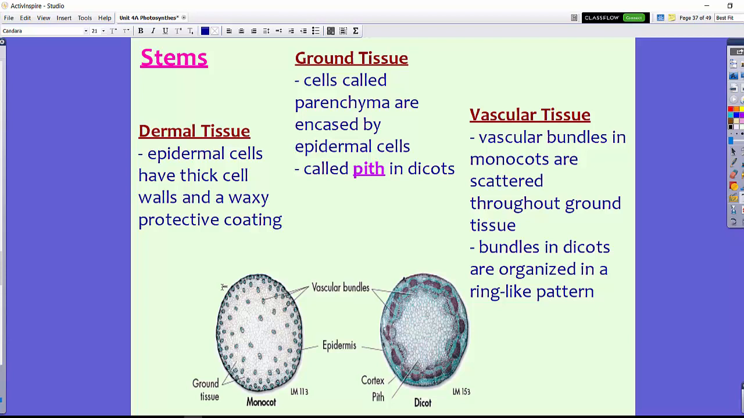But remember, the dermal tissue is located on the outside. This is your epidermis. Your ground tissue is located inside, and that's what's located here in these pictures, kind of like your grayish material. And then your vascular tissue, or your xylem and phloem bundles. In dicots, they're located in a ring-like pattern. And in monocots, they're located all around.